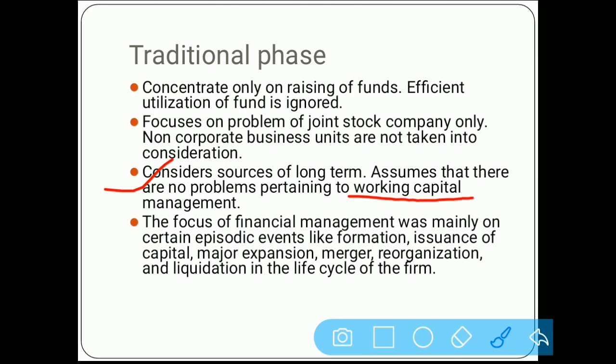The working capital was ignored by the firm. Working capital is required for daily routine transactions, like regular expenses for electricity, regular expenses for water charges, expenses related to daily wages. This type of money is also required in the firm, which is known as working capital. But the working capital problem was totally ignored by the firms. They were only concentrating on the sources of long term only.